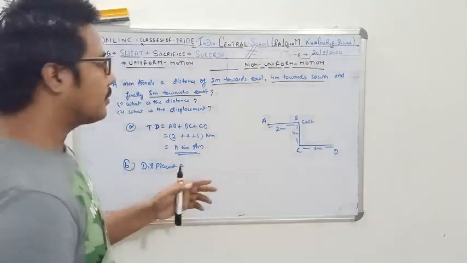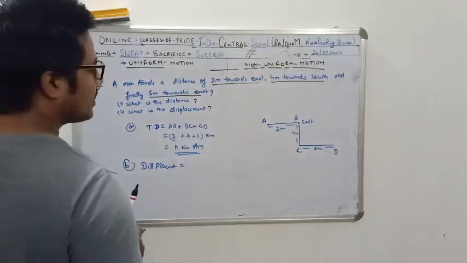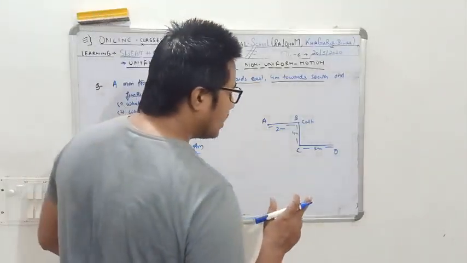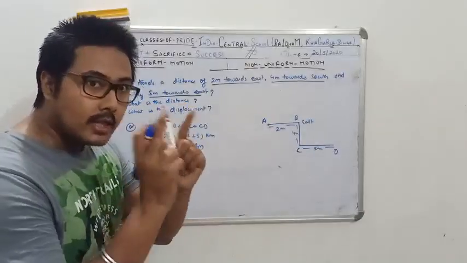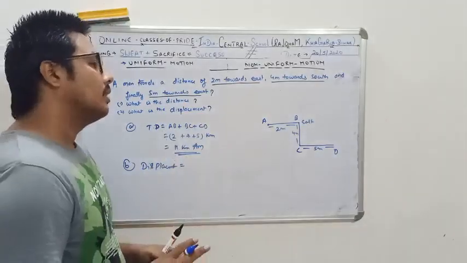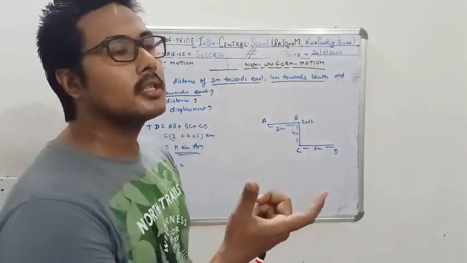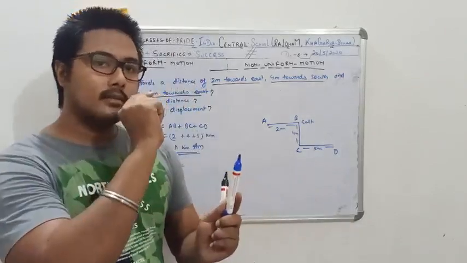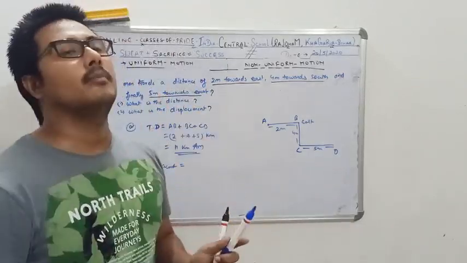You need to find the displacement. So how do you find the displacement? I told you what the displacement is. The displacement is the shortest path between any 2 points. And how can you get the shortest path? A straight line is always the shortest path between any 2 points.